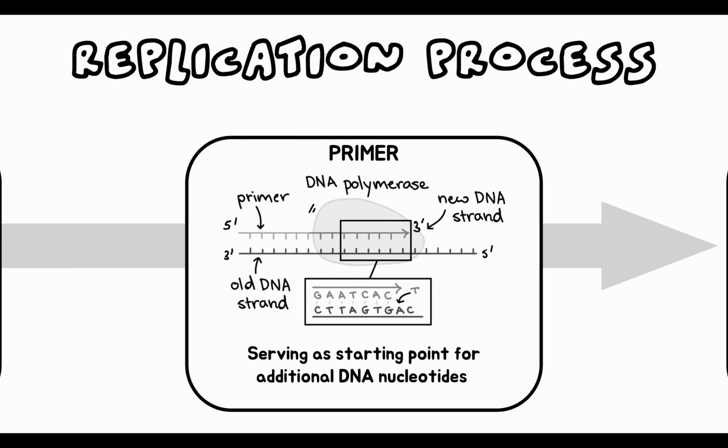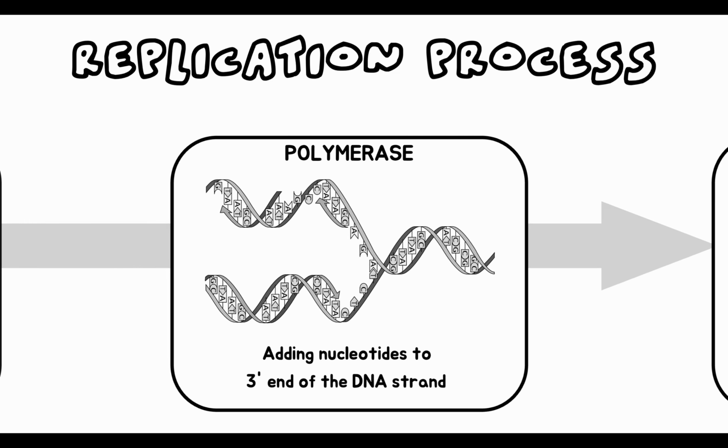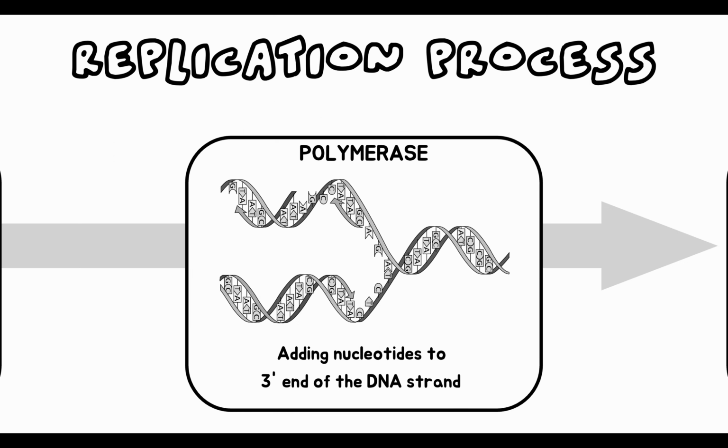In this strand, in the direction of branch replication point 3', the primer is added only to the end of the strand. On the other hand, in the strand in the direction of branch replication point 5', the primers are added to several points. At this time, the polymerase adds nucleotides to the 3' end of the DNA strand.